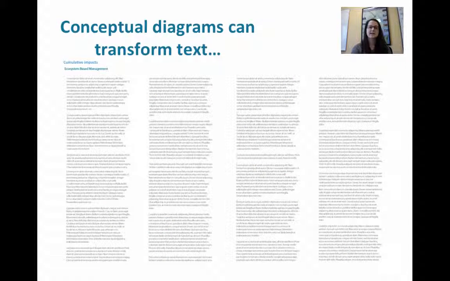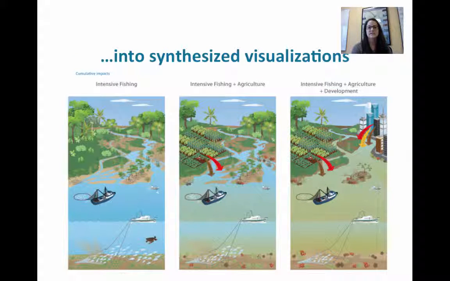Conceptual diagrams can be used to transform text. As we said, humans are visual creatures. We are able to retain more information from visuals rather than text. By taking 2 pages of text about the cumulative impacts on an ecosystem and turning that into a synthesized visualization, we are not only making that more reader-friendly, but also something that someone will retain more easily. Here we have the cumulative impacts on an ecosystem, starting with just one impact, intensive fishing, on the left panel. As we move through those panels, we are adding pressures into the system, and we can see how that ecosystem is changing.